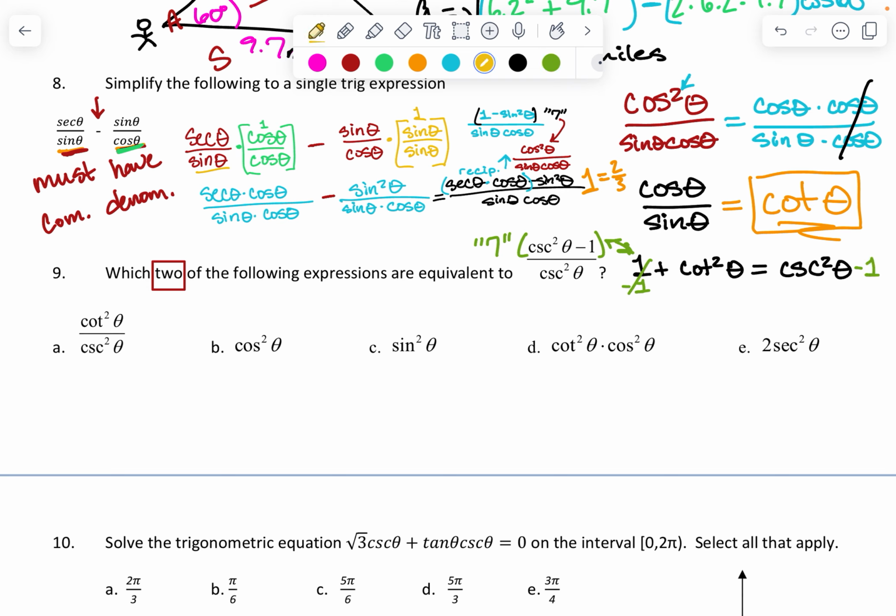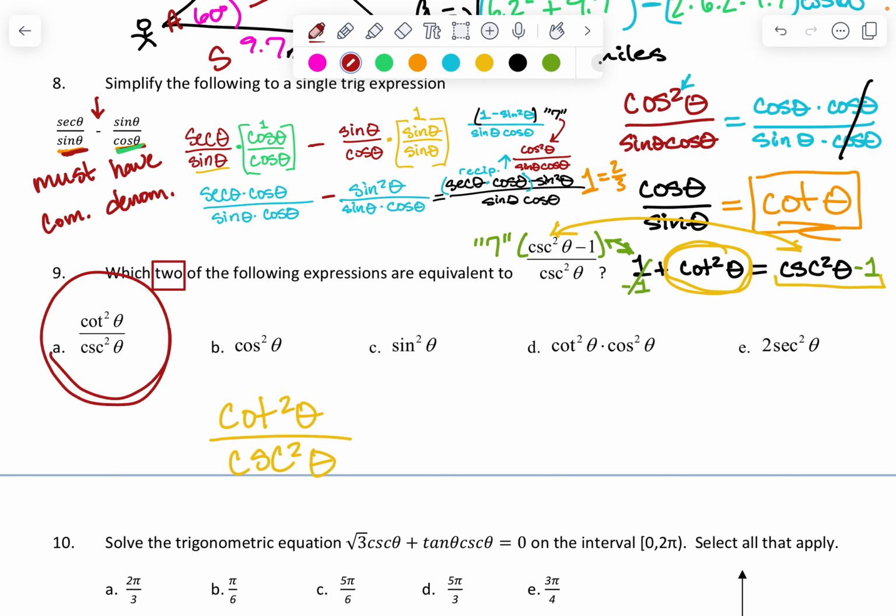What I've done is I've made these two match. What that means is if they match, that they're equivalent, and that means I can substitute cotangent squared theta as my numerator. So let's do that. Cotangent squared theta over cosecant squared theta. And as you do that, hopefully you realize that is answer choice A. So A is one of the correct answers right there.